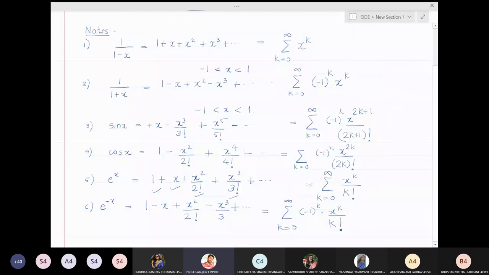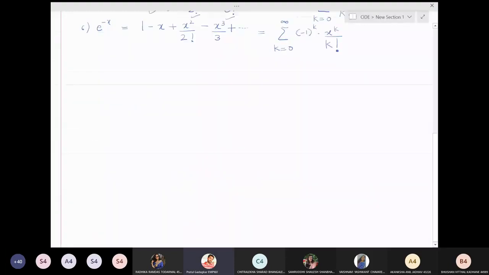So suppose in future I come across some summation which looks like this, I can directly replace it by saying that it is nothing but your sin x. So let us see in the coming lectures whether we will be able to do such things.